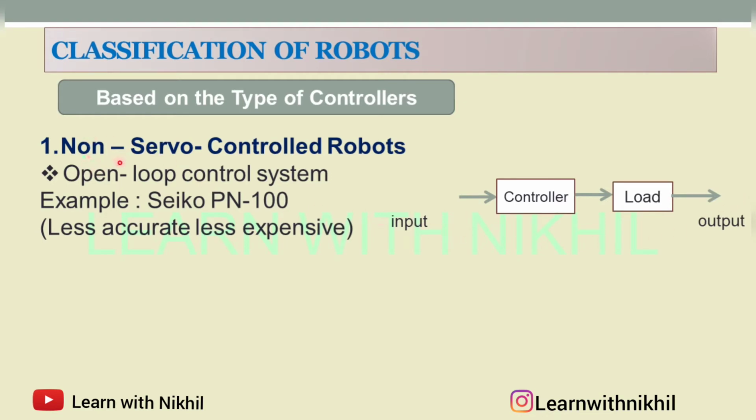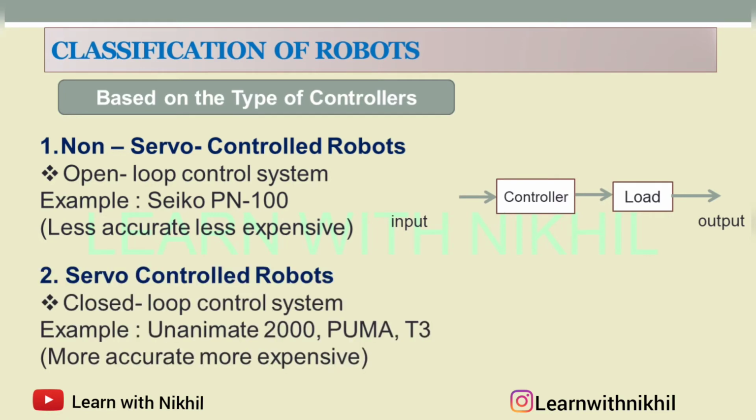So this is a type of a non-servo controlled robot where you have the input and it is in one line. Input, the functions are given, controller does the work, gives the function to the output, and we get the necessary task done. This is a fast system as you don't have any feedback loop provided here. It is one-way directional and it works accordingly. Example of this is Seco PN100 robot, and as I mentioned, it is less accurate, it is less expensive, but it is fast because it doesn't involve any feedback loop.